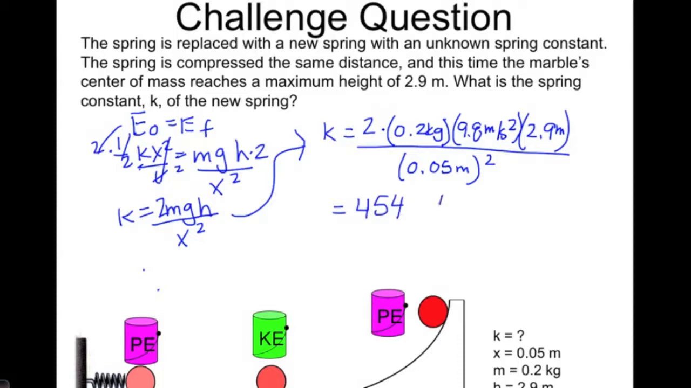454 newtons per meter. And this makes sense conceptually, or it should, because if we have a spring with a higher spring constant, that means it's stiffer. It's going to have a larger potential energy stored up, which means if we start with a larger potential energy here, by the time that marble gets up here, it's going to go to a higher height, which it does. It goes 2.9 meters, as opposed to the last problem where we only went 1.59 meters.